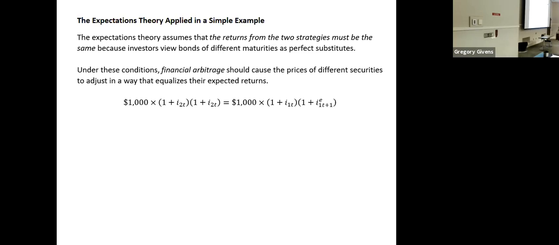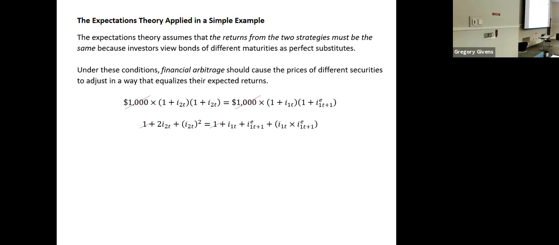Well, now you guys can do a little math, right? So this is an equation that we can use to figure out the relationship between the 2 year bond and the current 1 year bond and the expected future 1 year bond. Divide the 1000s, they're gone. Stretch out the quadratic term. So it's 1 plus 2i2 plus i2 squared is equal to 1 plus i1 plus i1 expected plus the product of the two 1 year interest rates. The ones go away from the equation.